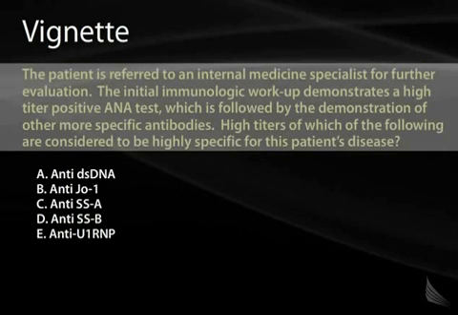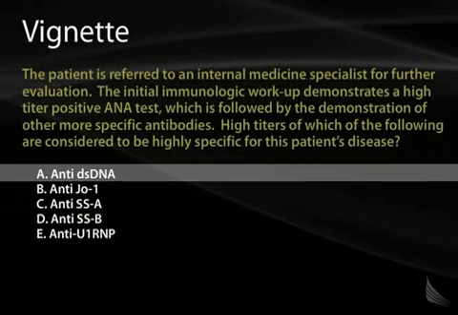Continuing on, the patient is referred to an internal medicine specialist for further evaluation. The initial immunologic workup demonstrates a high titer positive ANA test, which is followed by the demonstration of other more specific antibodies. High titers of which of the following are considered to be highly specific for this patient's disease? A. Anti-dsDNA, B. Anti-Jo1, C. Anti-SSA, D. Anti-SSB, or E. Anti-U1RNP. The answer here is A. Anti-dsDNA, highly specific for SLE.